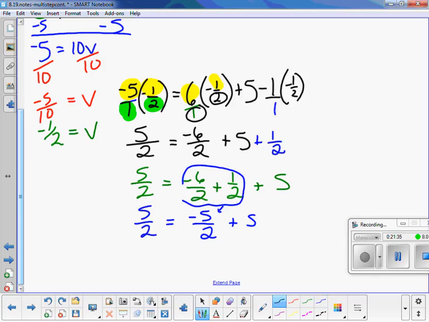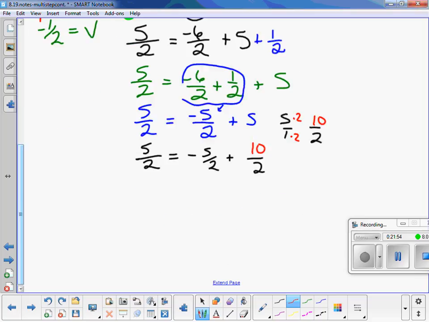And remember, if I want to, I can change that 5 into a fraction that has a denominator of 2. Because remember, 5 is like over 1. If I wanted it to have a denominator of 2, I'd have to multiply the bottom by 2. If I do that to the bottom, I have to do the top by 2. So this would be 10 over 2. So now they have the same denominator.